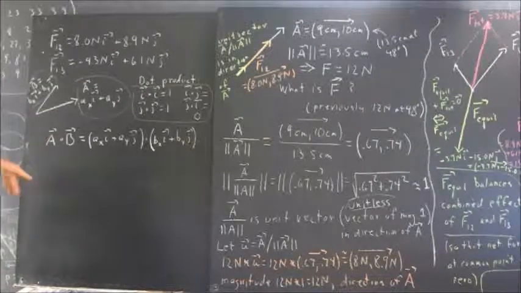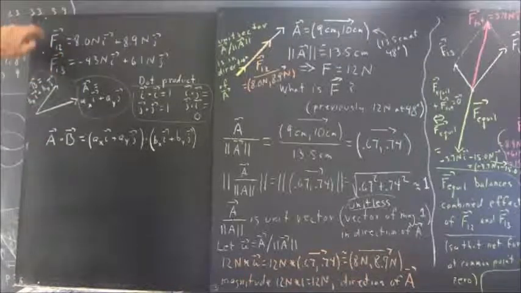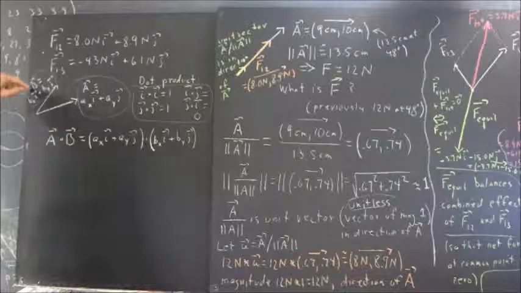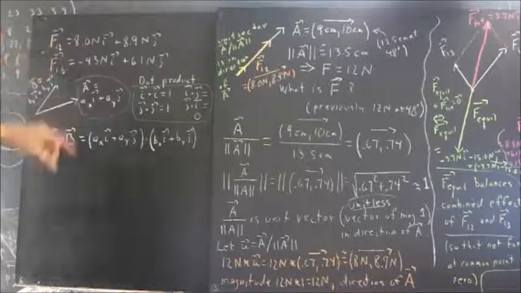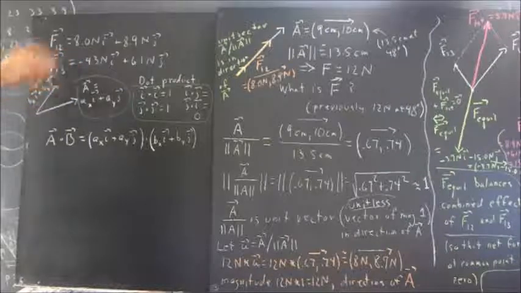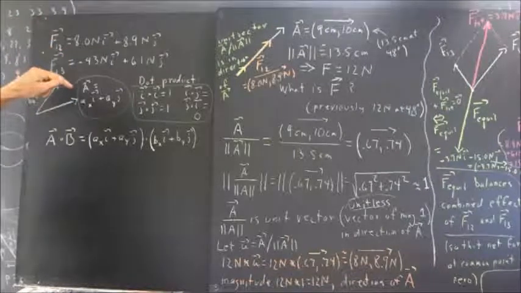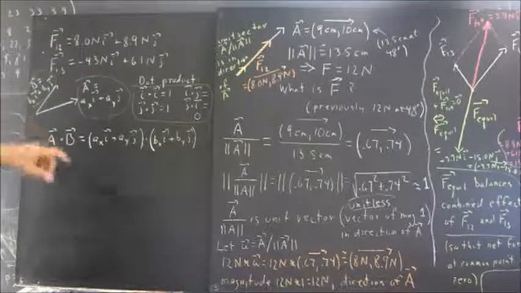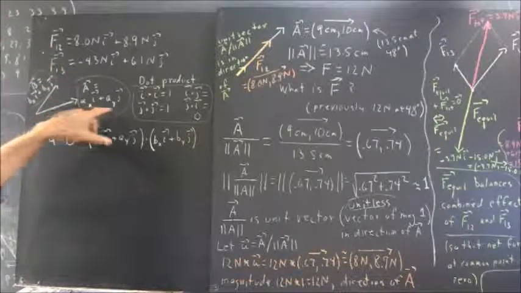So let's just say we've got two vectors. Now we're not talking about F12 and F13 at this point. We're talking about any vector A and any vector B in the plane. Of course this can be extended to space, but we're just going to talk about the plane right now.